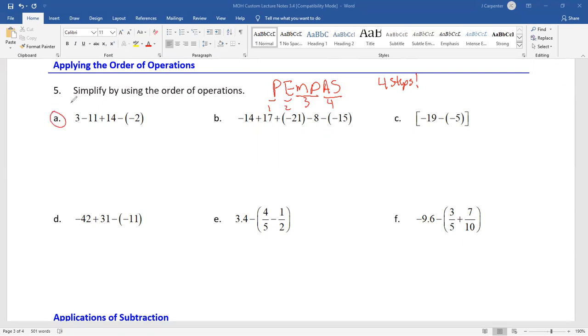Let's do A. 3 minus 11 plus 14 minus negative 2. Well, we got to do a rewrite because of the subtraction here. So that'll be 3 plus negative 11 plus 14. And let's go ahead and rewrite this. You can rewrite all your subtractions in one fell swoop, or you can wait till they come up to play. I like to go ahead and handle them all at once. So that becomes a plus, and then this negative 2 becomes a positive 2.